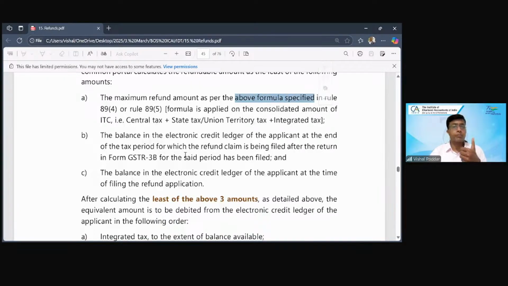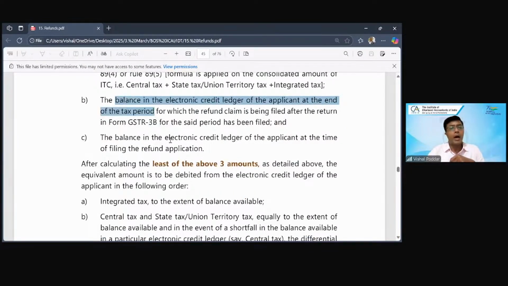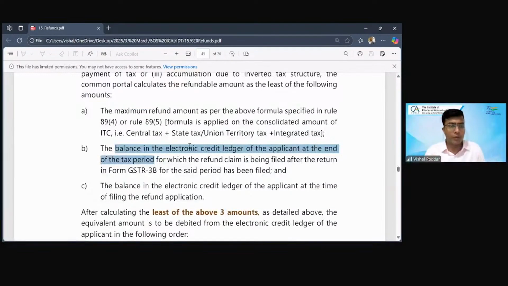Fine, that is one. Two, the second amount that has to be checked is the balance in the electronic credit ledger at the end of the tax period for which the refund claim is being filed, after the return in Form 3B for the said period has been filed. So, one, the amount of refund you got as per the formula. Two, the closing balance of your ITC ledger. Three, the balance in the credit ledger at the time of filing the refund application.